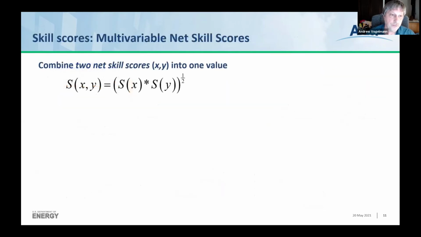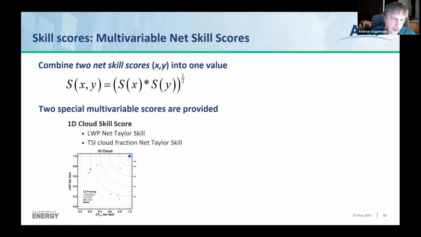Finally, we have what we call multivariable net skill scores. So what I've described so far is a way that you can get a skill score for, let's say, liquid water path and cloud fraction, but it would be handy to be able to combine them. And this is how we do that. And we generate two special multivariable scores. The one is essentially the 2D cloud skill score.